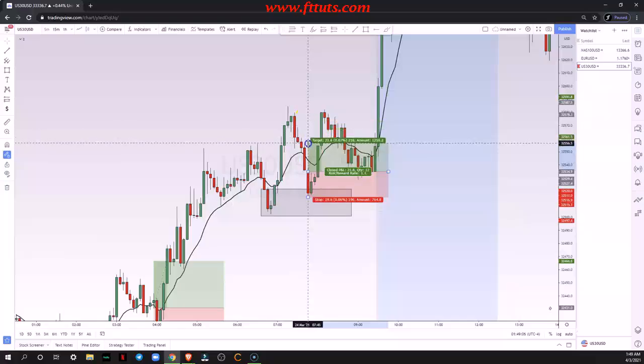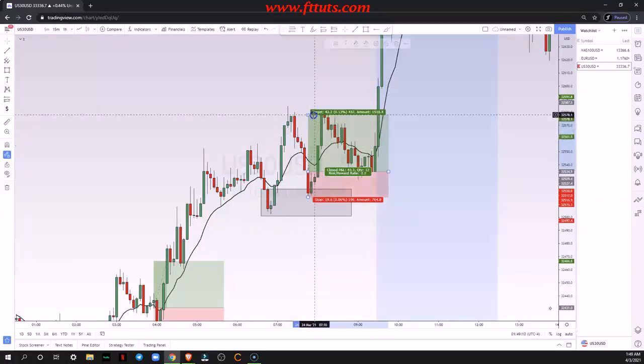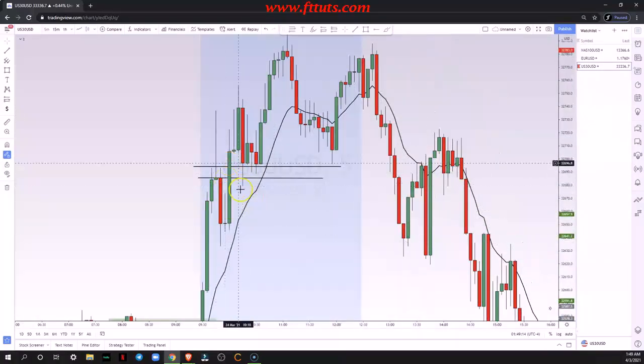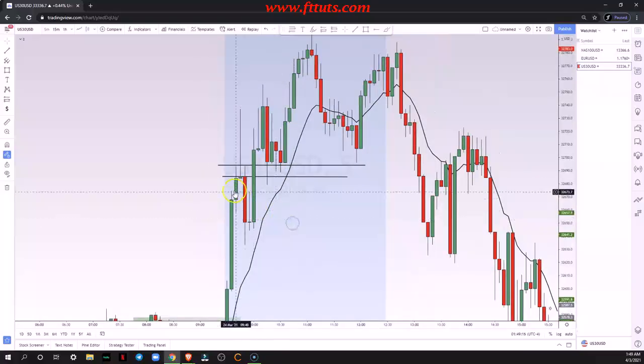And that was an easy one. That was an easy 1 to 1 win, or you could have held a little bit longer for the 1 to 2, but very easy trade. Very, very easy trade.